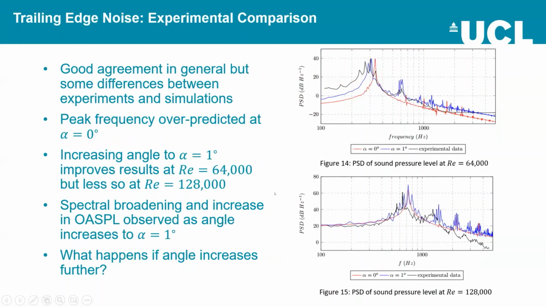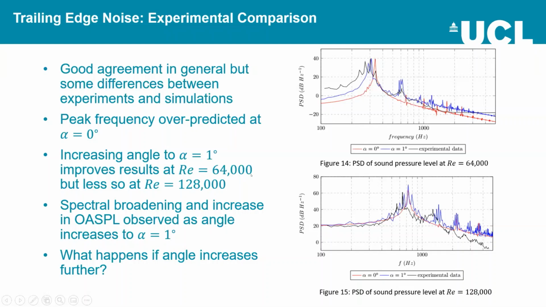So comparing with the experimental results, we've generally got reasonably good agreement, although the peak frequency tends to be slightly over-predicted. Still trying to work out exactly why that is. Increasing the angle to 1 degree does tend to improve the results. You can see we get quite good agreement between the experiments and the 1 degree case at the lower Reynolds number. Slightly less good agreement at 128,000. But you're generally seeing quite good agreement, and for acoustic simulations of this type, this is considered quite good agreement.